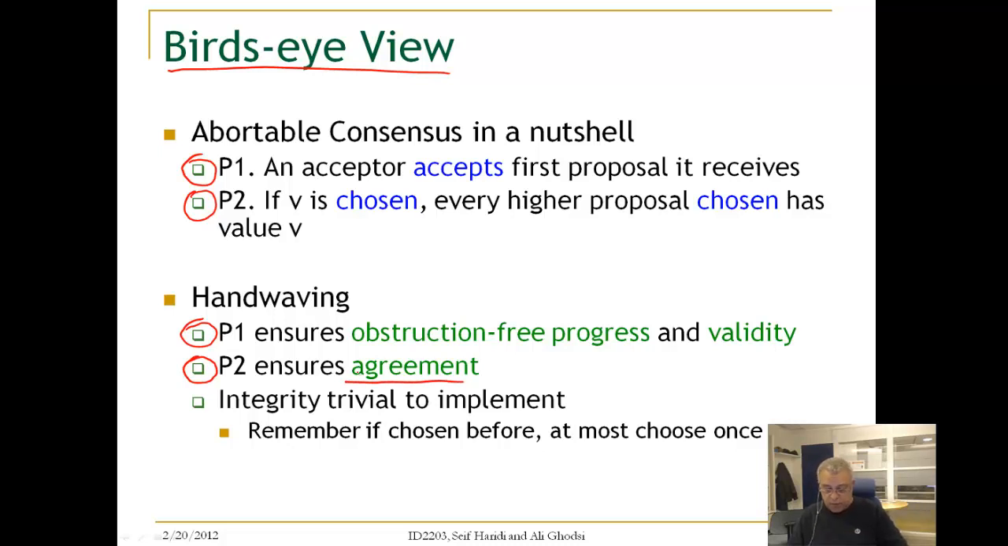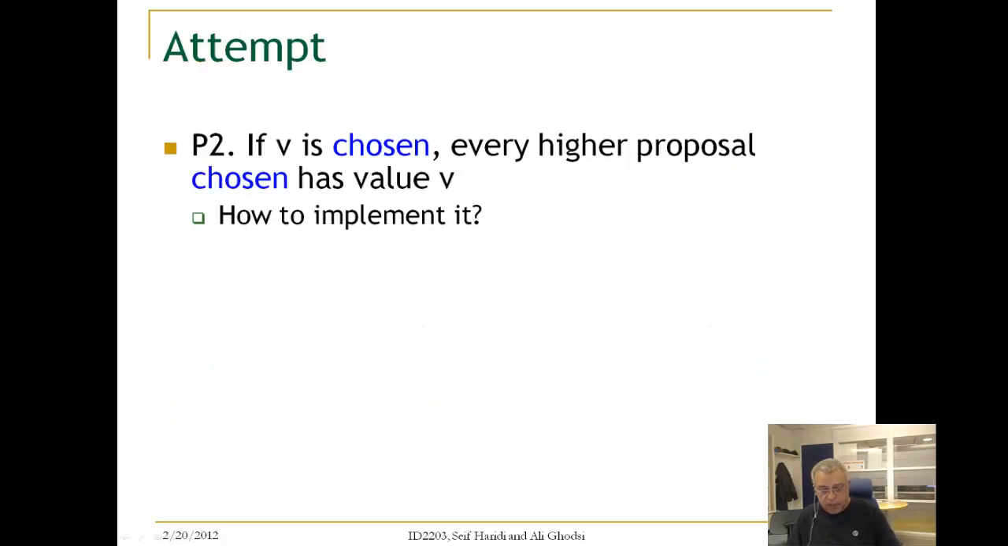So that is where we are right now. And integrity is easy to implement. Anyone that decides has to remember that he has decided and does not repeat his decision. So let us try now to see how we can implement P2. So we have this property, P2. We want to know how to implement it.